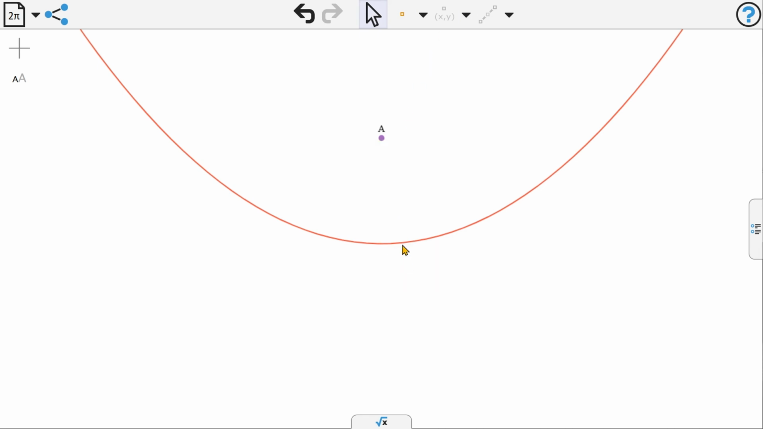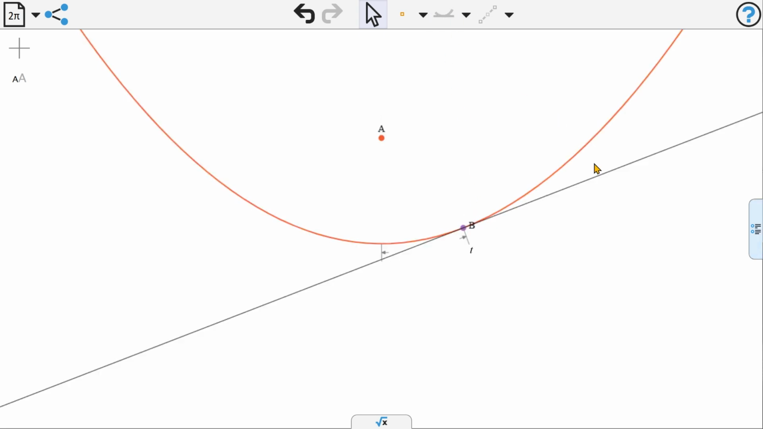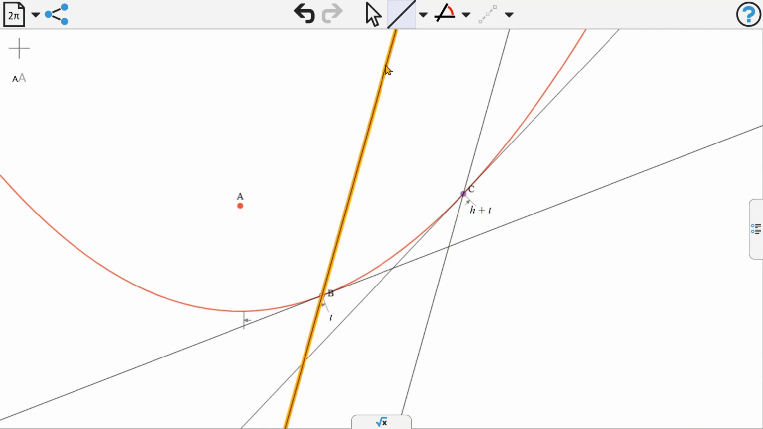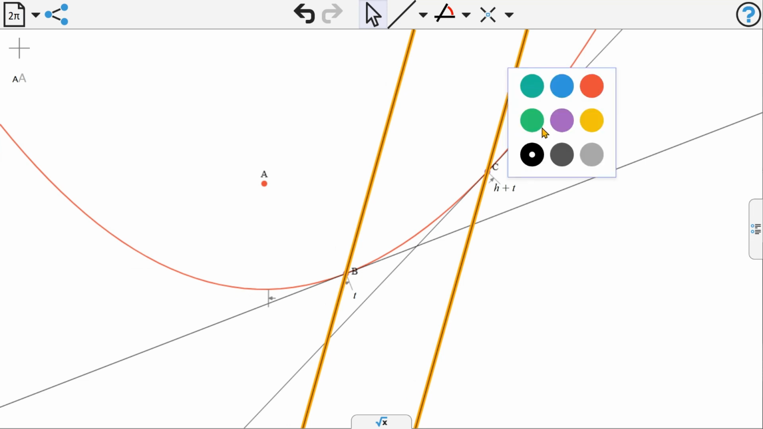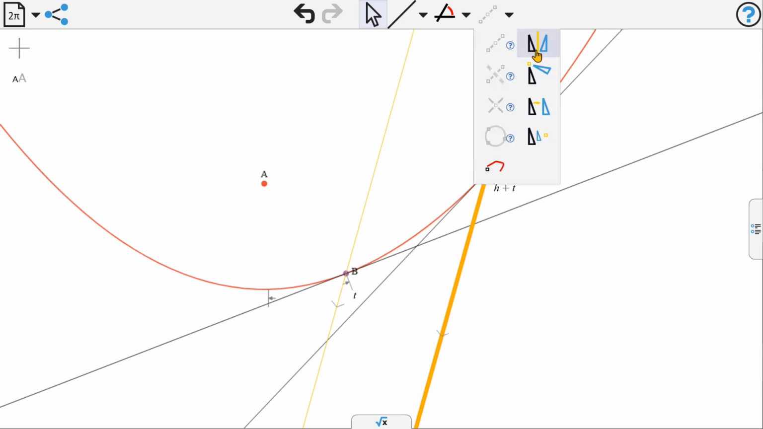Now, I'm going to put points at x coordinate t and at x coordinate t plus h. I'm then going to draw a pair of oblique parallel lines touching these points. We're going to change the color of these lines just so we know what's what in our diagram. Make them parallel, and then we'll reflect them in the tangents at the respective points.